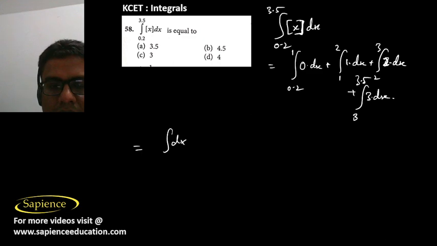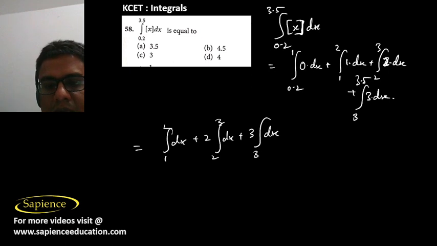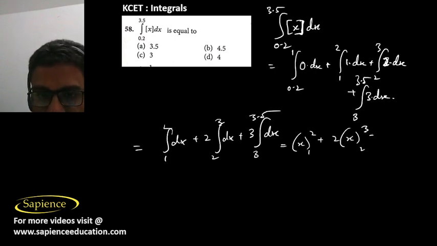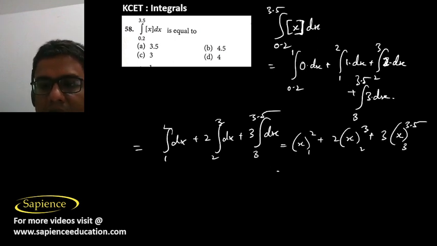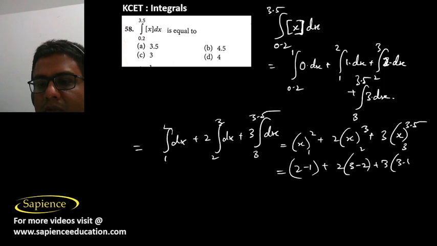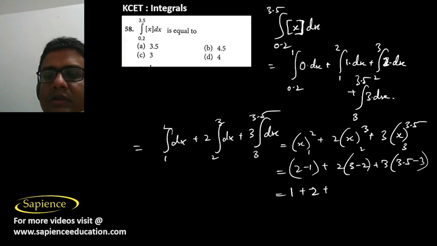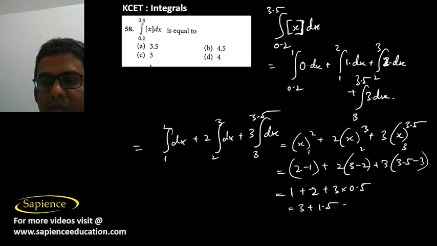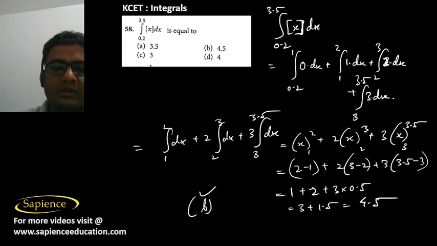So this is the integral of dx from 1 to 2, plus 2 into the integral of dx from 2 to 3, plus 3 into the integral of dx from 3 to 3.5. The integral of dx is x, so we get x from 1 to 2, which is 2 minus 1, plus 2 into 3 minus 2, plus 3 into 3.5 minus 3. That is 1 plus 2 plus 3 into 0.5, which is 1.5. 3 plus 1.5 is 4.5. Option B is the correct answer.